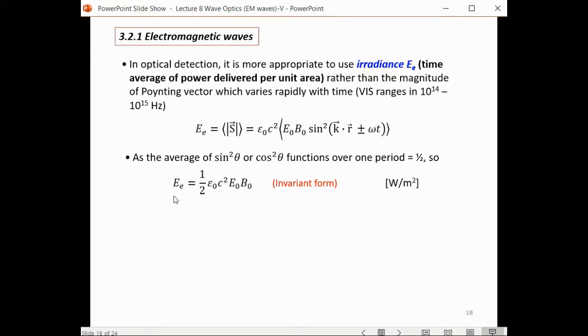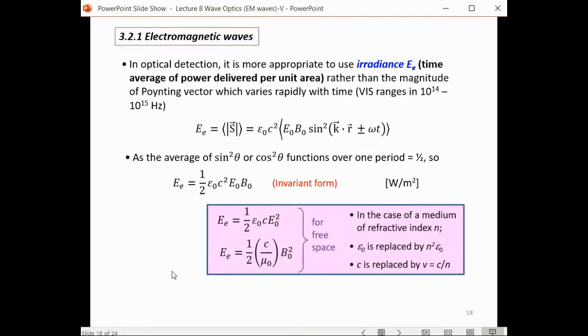In that case, the irradiance would be written as half epsilon 0 c squared E0 B0, where E0 and B0 are the amplitudes for the respective E and B fields. This is the invariant form. In the case of a medium of refractive index n, we will have to replace the permittivity by n squared epsilon 0, and the speed here will be replaced by v, which equals c over n.